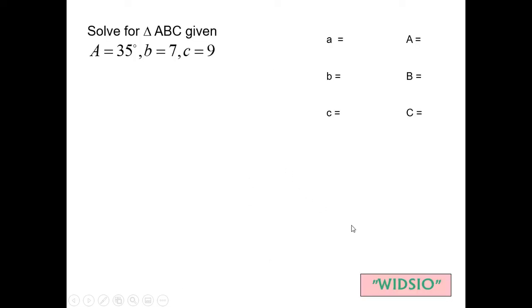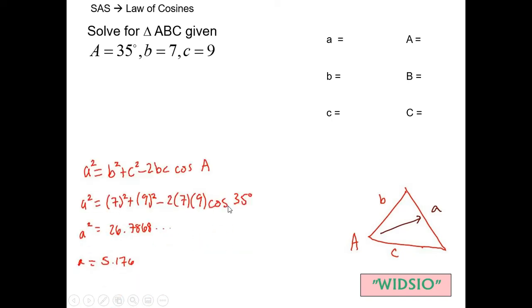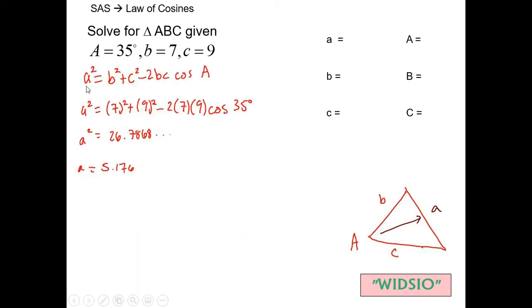So let's take a look at an example. I've got an angle A, which is 35 degrees. Side B is 7 and side C is 9. So we're going to use the law of cosines for side angle side. What does that look like? We're going to find the side opposite the angle that we have. So we're going to use this formula: a squared is equal to b squared plus c squared minus 2bc cosine A.